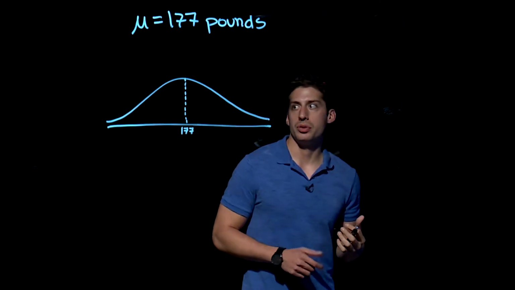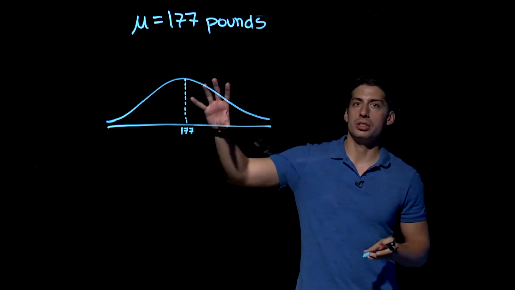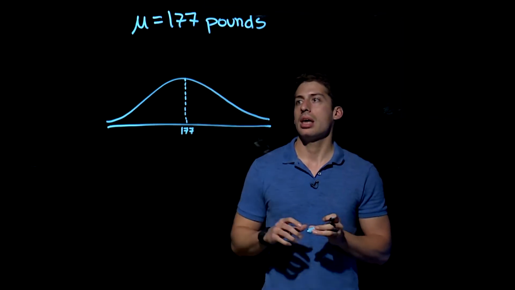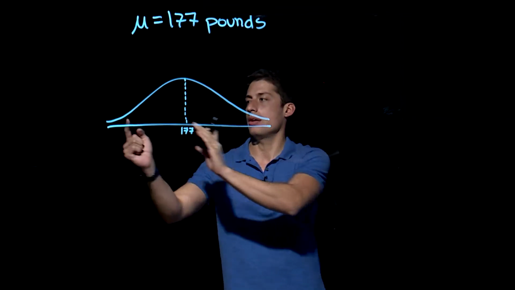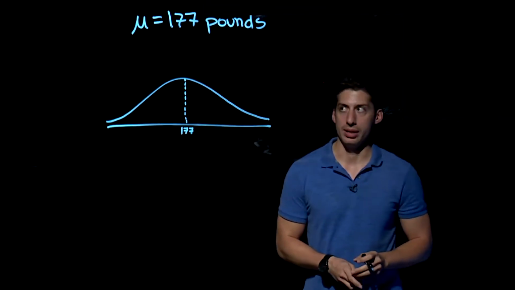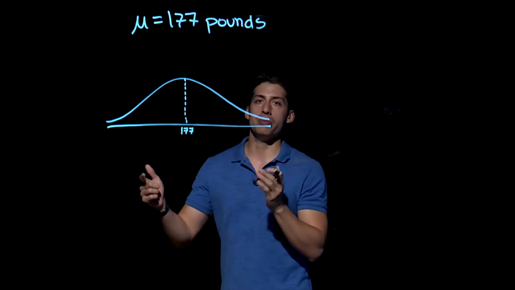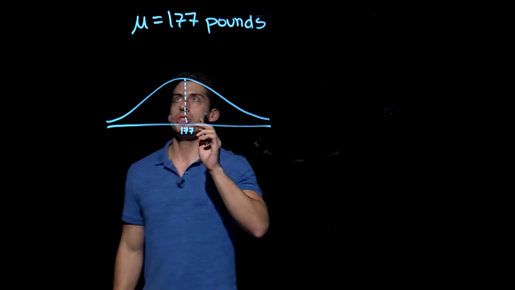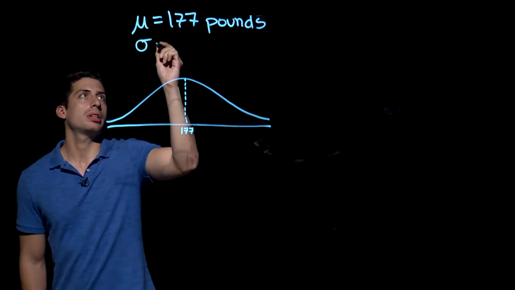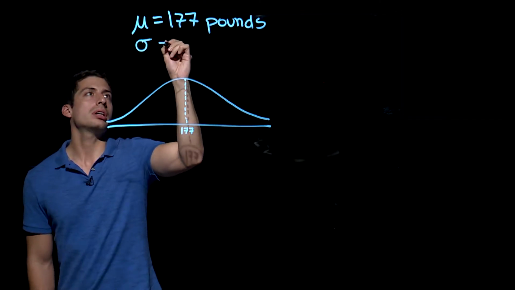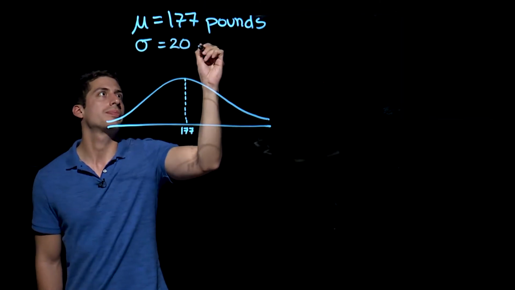And this shape is telling us two things. The majority of the population is concentrated in the center, and there are fewer people who weigh more and fewer people with a very low weight. Now, the shape of this distribution is given by the standard deviation, which in this case we're going to denote with the Greek letter sigma, and we're going to assume that it's 20 pounds.